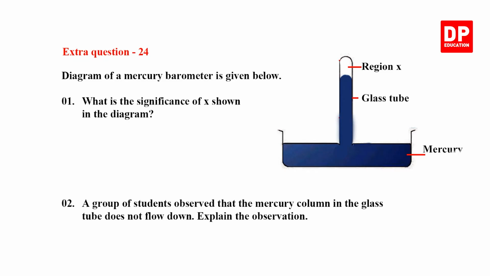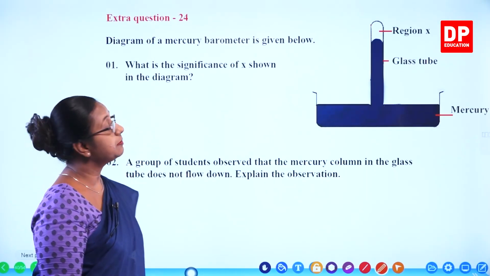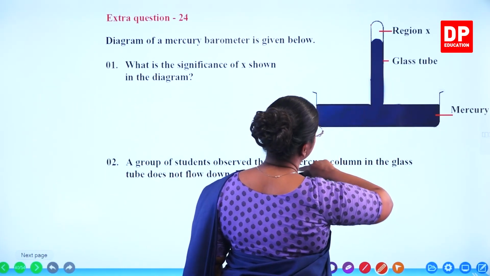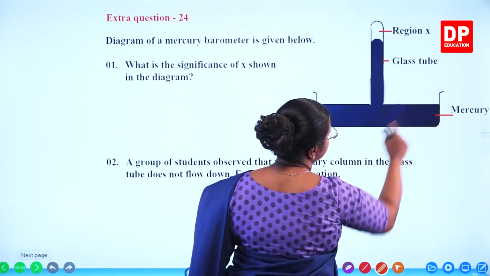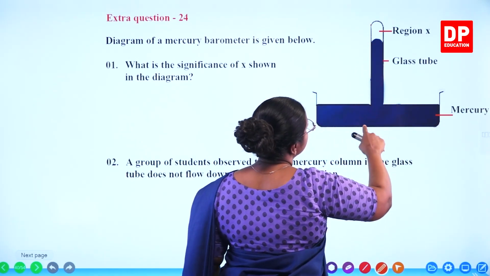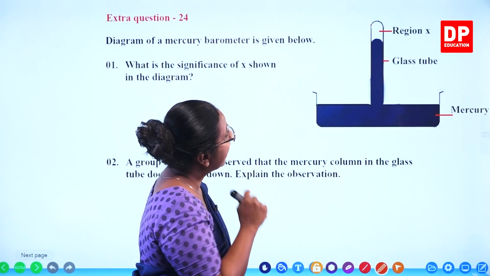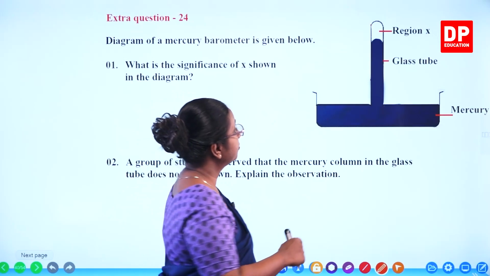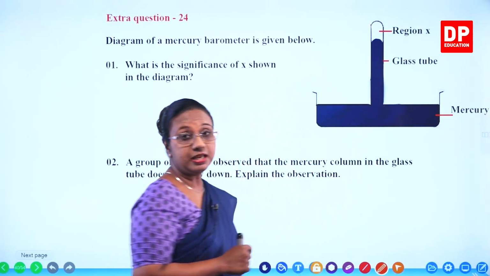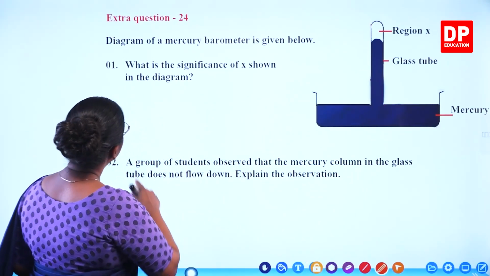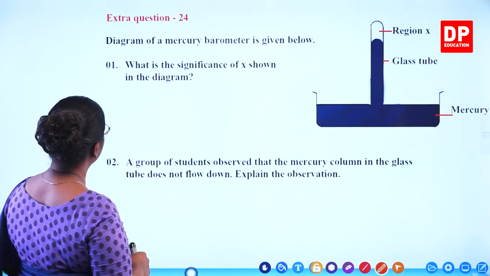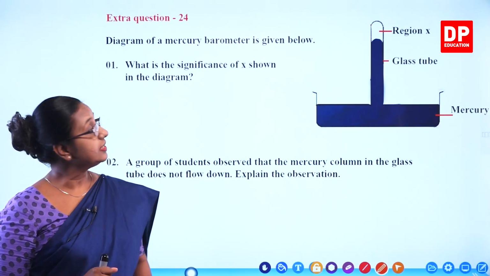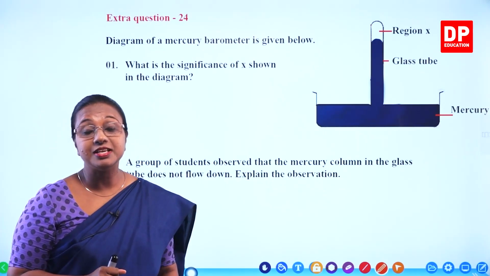Extra question 24. Diagram of a mercury barometer is given below. So here you can see the mercury barometer. You can see a glass vessel containing mercury. Then there is a glass tube with one end sealed and there is the region X that is above the mercury column. So you know here this is the mercury column. Then if we look at the questions, first one, what is the significance of X shown in the diagram? What is the significance of X, that is region X?